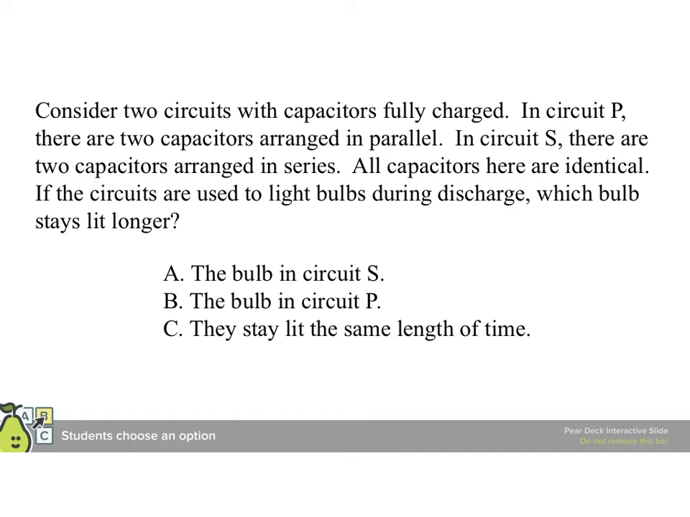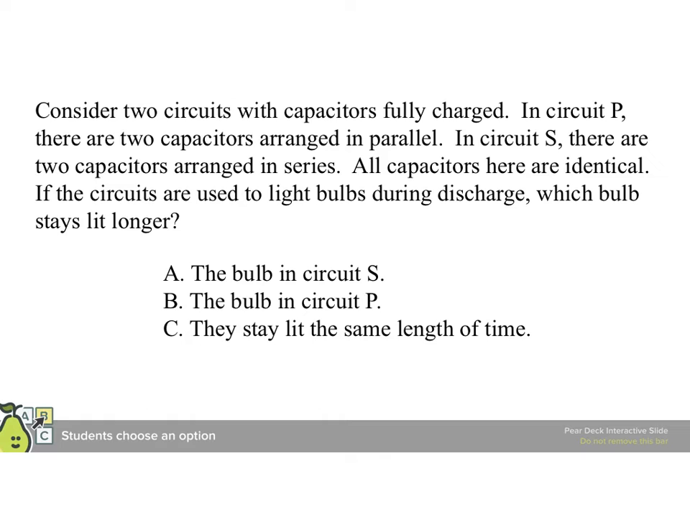All right, consider two circuits with capacitors fully charged. In circuit P, there are two capacitors arranged in parallel. In circuit C, there are two capacitors arranged in series. All of the capacitors here are identical. If these circuits are used to light bulbs during discharge, which bulb stays lit longer?